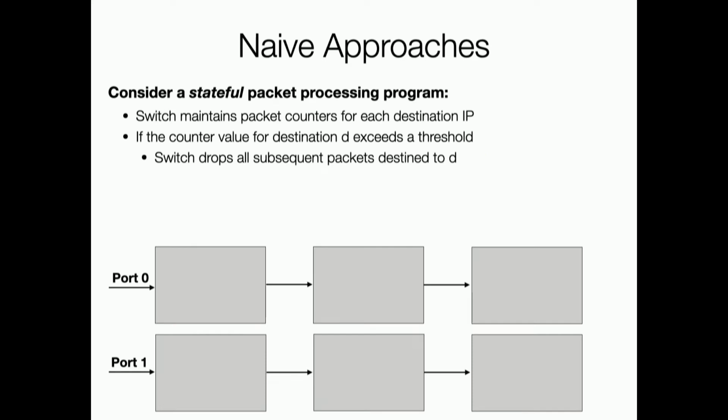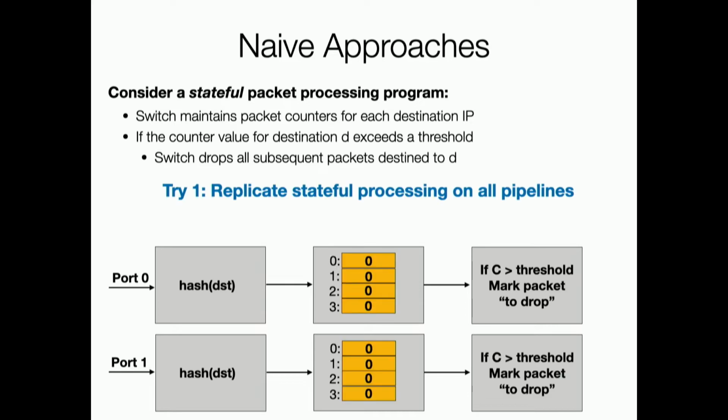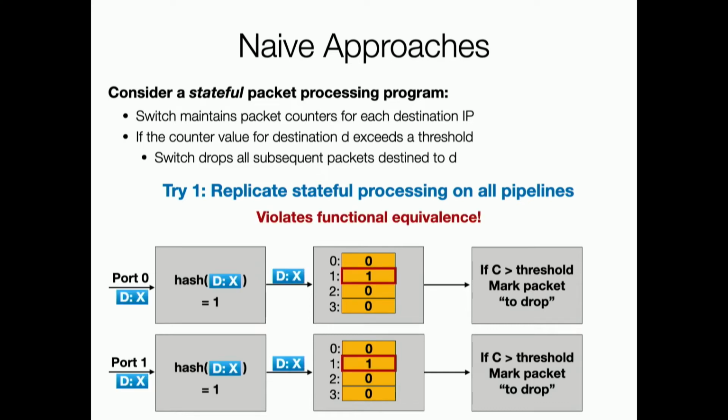But now let's look at a stateful one. Now, this is where things are going to get a little bit tricky. So suppose we go back to our original stateful packet processing program, and we try to do the same thing here as well. So here also, we just blindly replicate our program on both the pipelines. Now, it's easy to see that this might not always work. For example, if you have 2 packets arriving, both with the same destination, they are going to independently increment the index 1 to 1. That's not functionally equivalent to a single pipeline switch. If it was a single pipeline switch, that value would have been 2, not 1. So clearly, this is not going to work. So this violates functional equivalence.